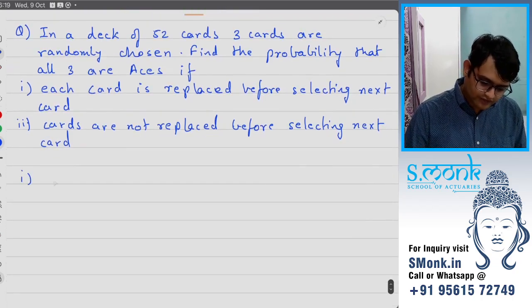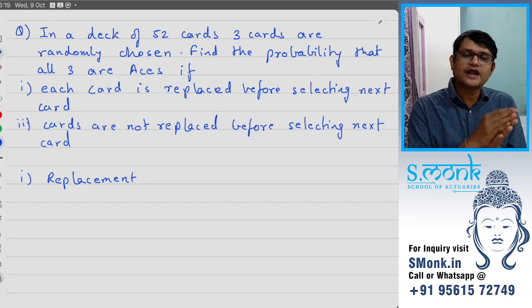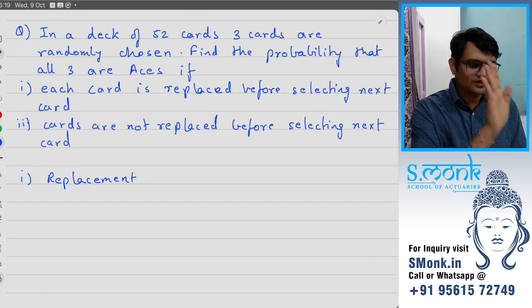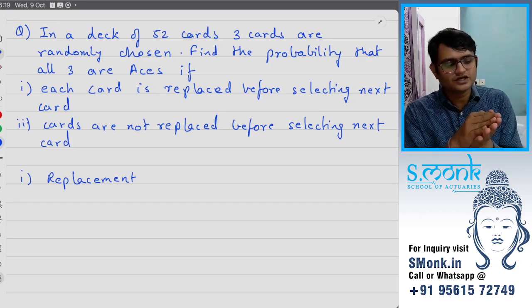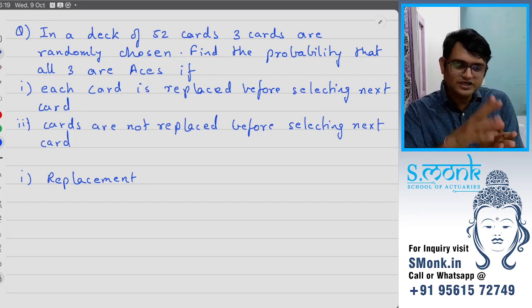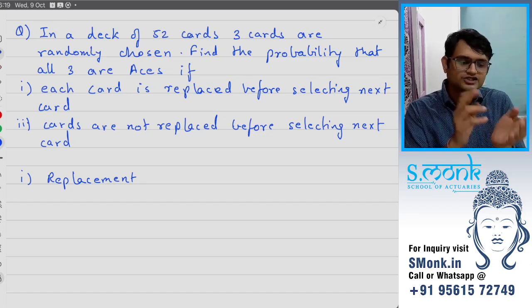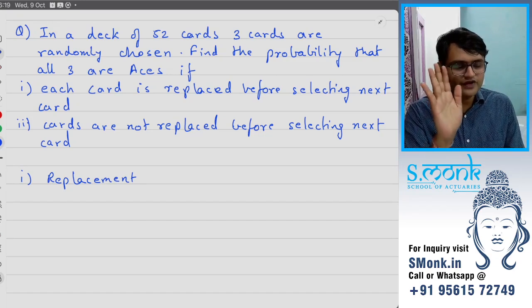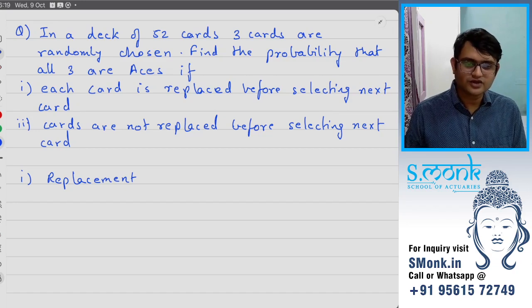So in the first one, we have replacement. That means from that deck of 52 cards, we are randomly selecting the first card. We are seeing what that card is, and then we are replacing it back in the deck before selecting the next card. Then we are reshuffling the cards, then selecting the next card, seeing what that is, then putting it back into the deck, reshuffling it, then selecting the third card. This is how we are doing it in part 1, that is replacement. We are replacing each card after looking at what it is, back into the deck.